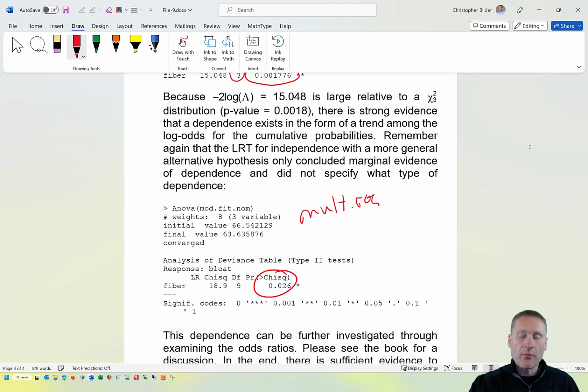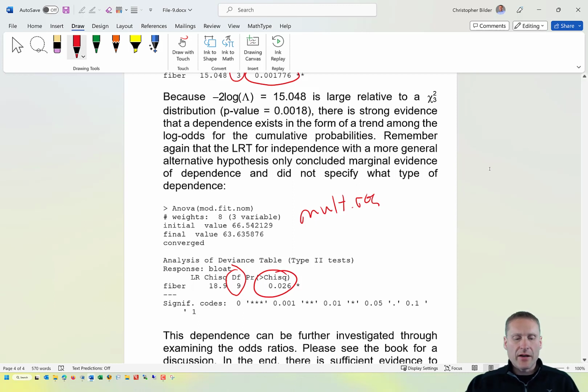Now compare that to what we got when we used the multinomial regression model from before. We had a p-value of 0.026. We had degrees of freedom of 9. In that case, we concluded marginal evidence. Now with the proportional odds regression model, we conclude that there's strong evidence because of how low that p-value is. So this is an example of when that type of dependence exists, we are more likely to find it. We have more power with our test when we use the proportional odds regression model.